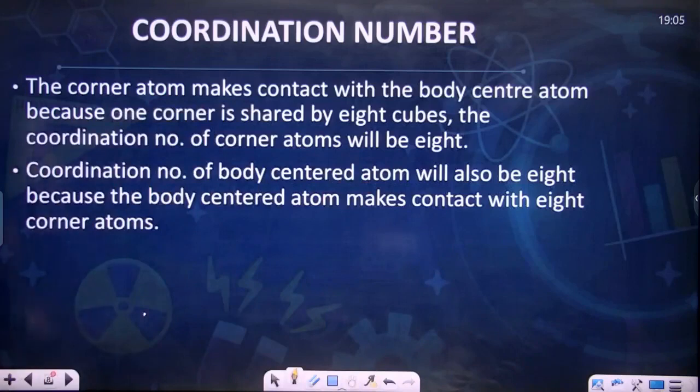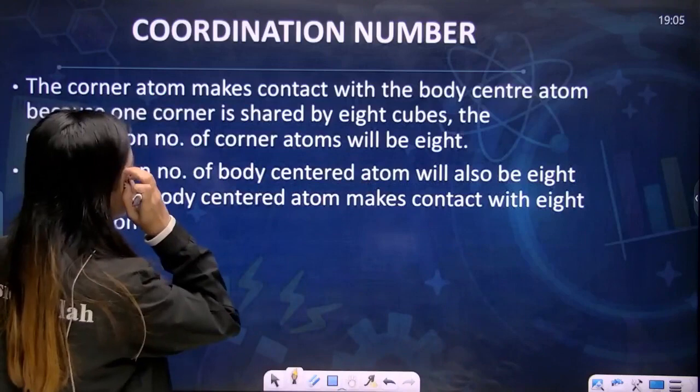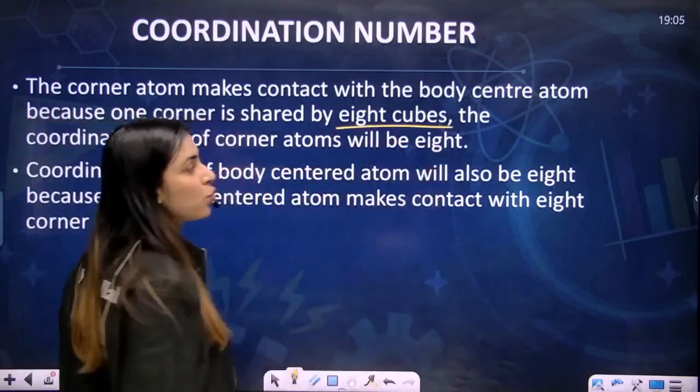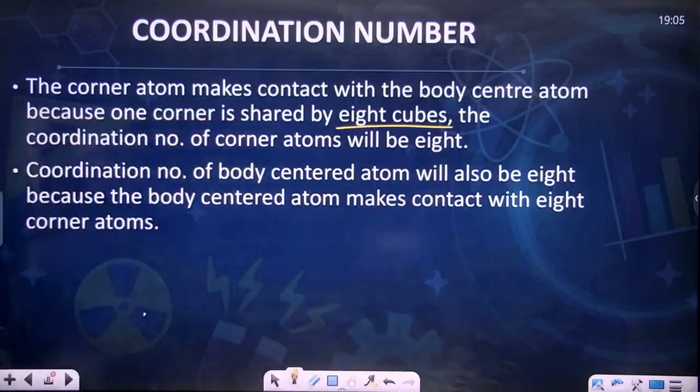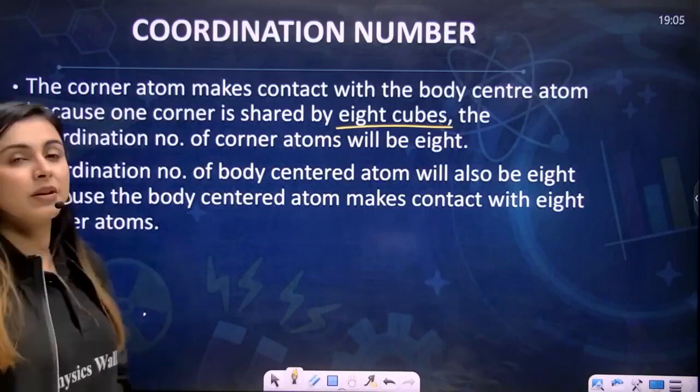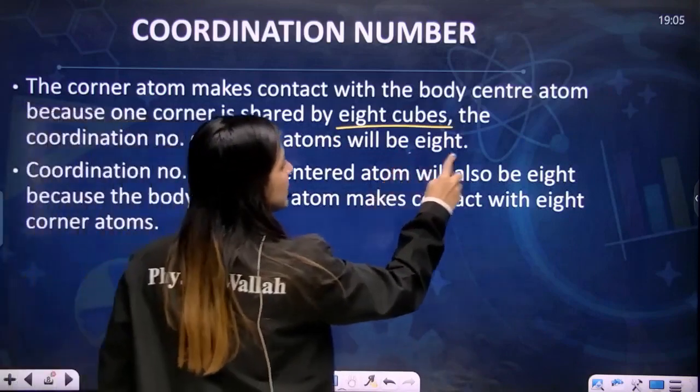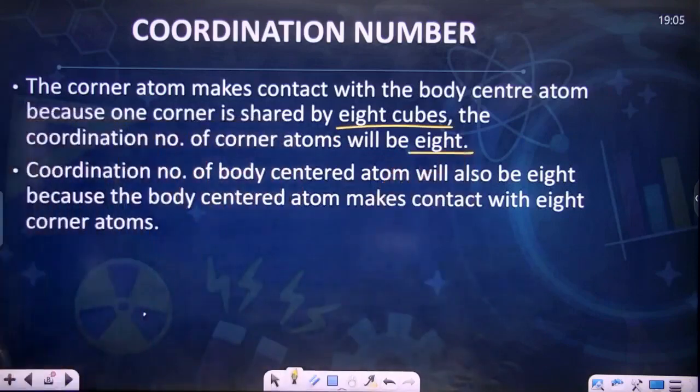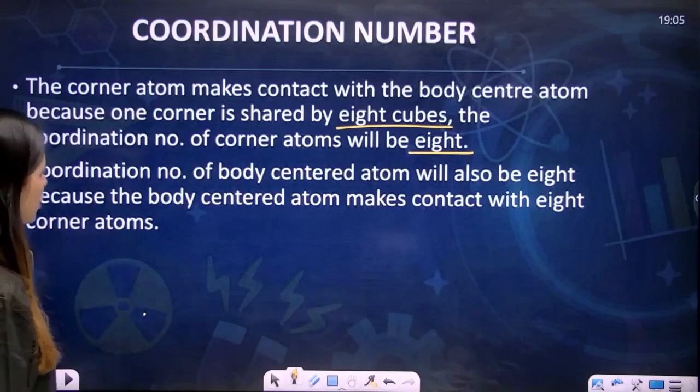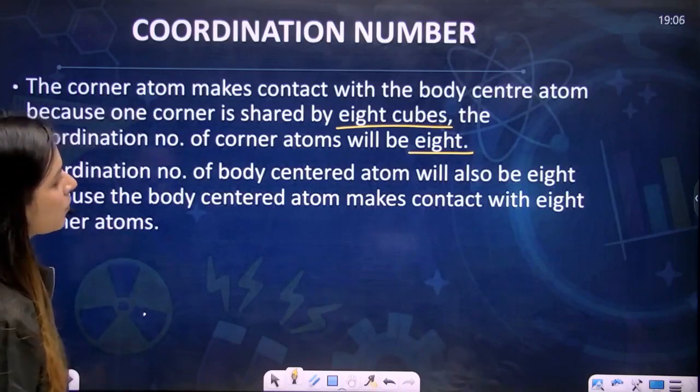The corner atom makes contact with the body center atom because one corner is shared by 8 cubes, and each cube will have an atom at the corner. The coordination number of the corner atom will be 8. I hope it's clear that it will be equal to 8. Next, the coordination number of the body centered atom will also be 8.